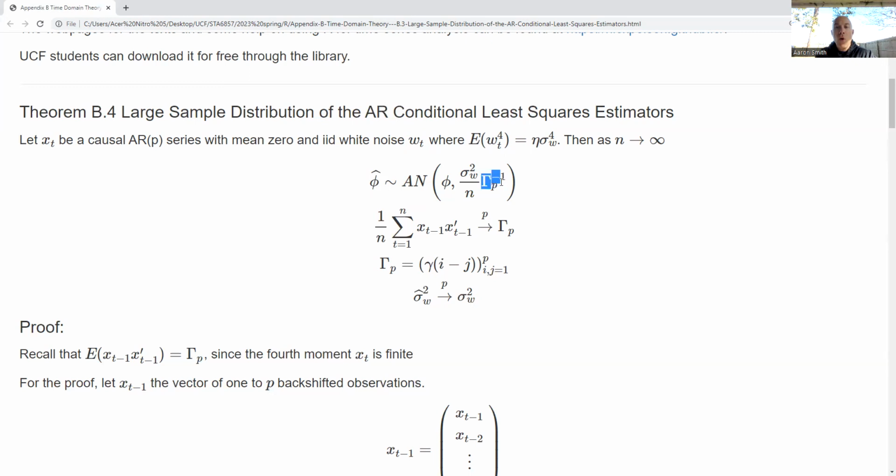And here, this is the covariance matrix that we get from it. It's the covariance between observations on our time series process. Now, also, in addition, we're going to say that the estimated variance of our white noise process will converge to the correct variance of our white noise process.